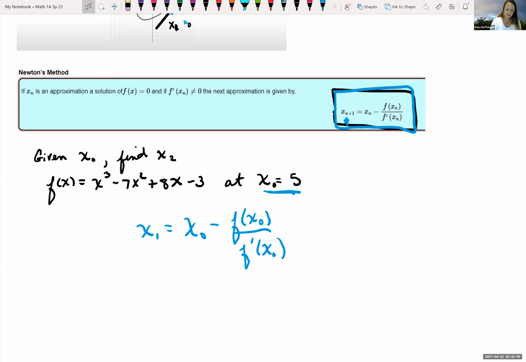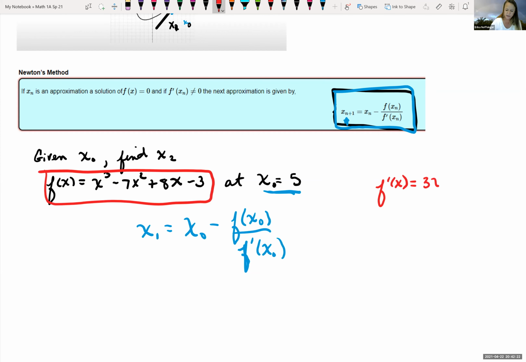Let's go in and figure out what our values are. First of all, let's figure out what our derivative is, because we're going to need this derivative function for this formula. So let's find the derivative of f of x. That gives us 3x squared, minus 14x because the derivative of 7x squared is 14x, plus 8 from the derivative of 8x, and the derivative of a constant is 0. So we want to find out what is f of 5.